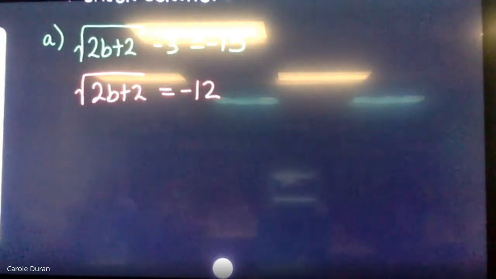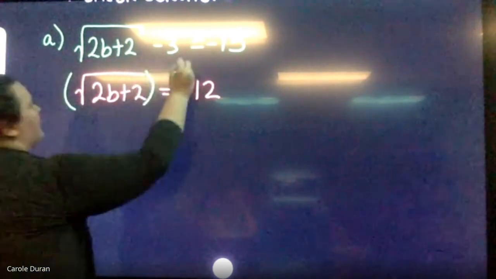What was step 2? Undo the radical, which means I need to raise it to a power that's going to cancel out the root that's happening. Here I have the square root, which means to cancel it out, I need to raise it to what power? 2. I need to square it.